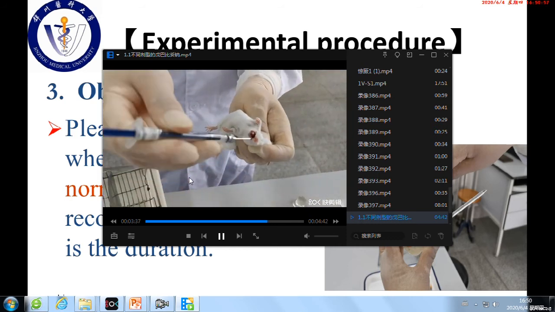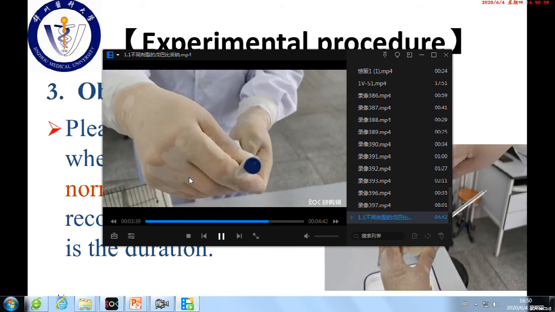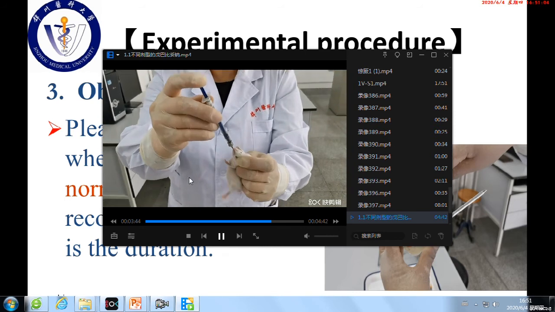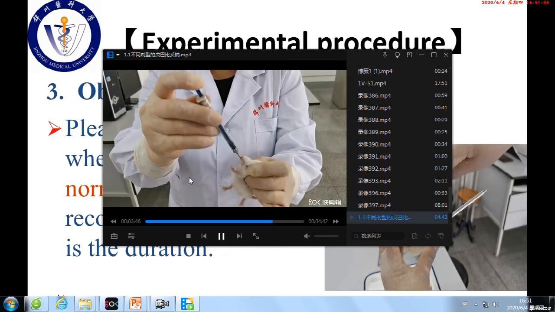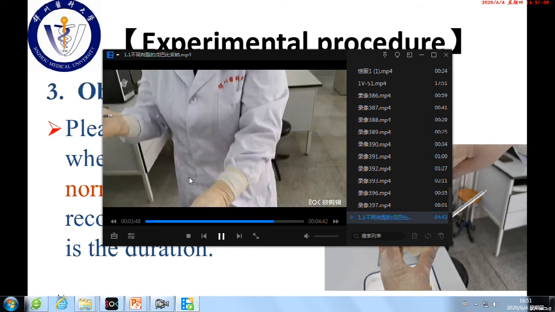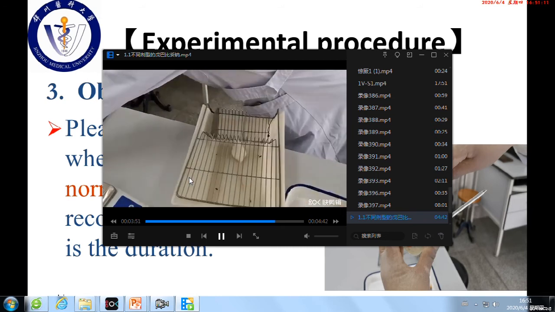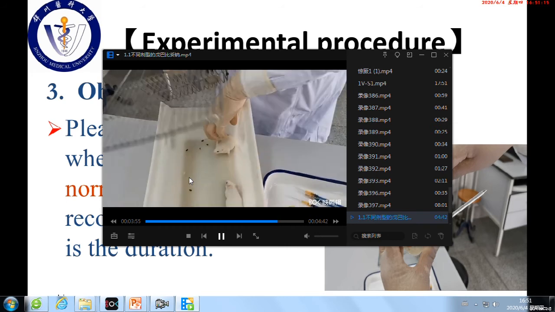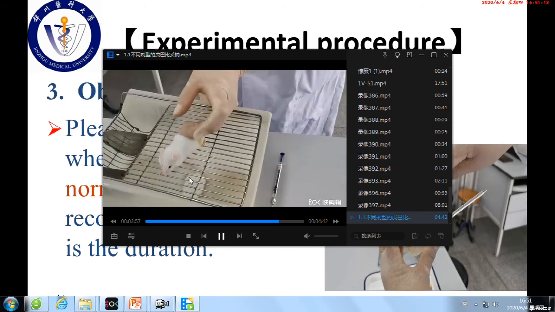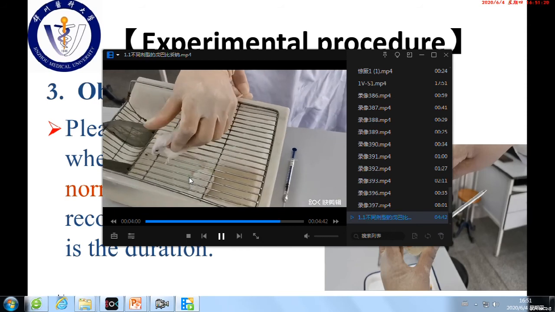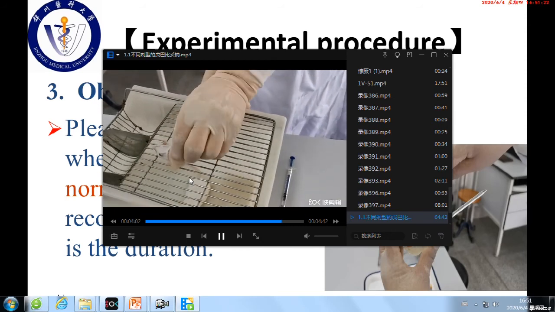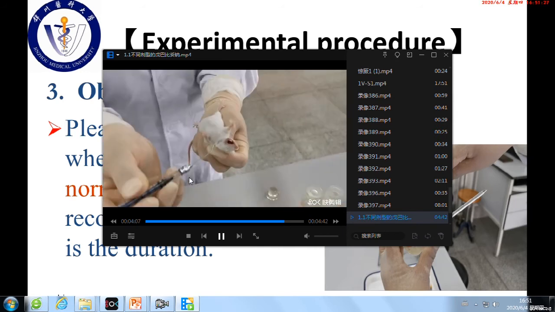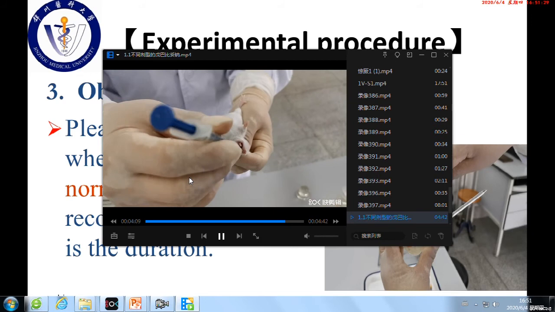Administration route is intragastric administration. When you inject the drug into the mouth, you should keep the body of the mouse upward. Don't forget, before administration, observe the normalizing reflex.